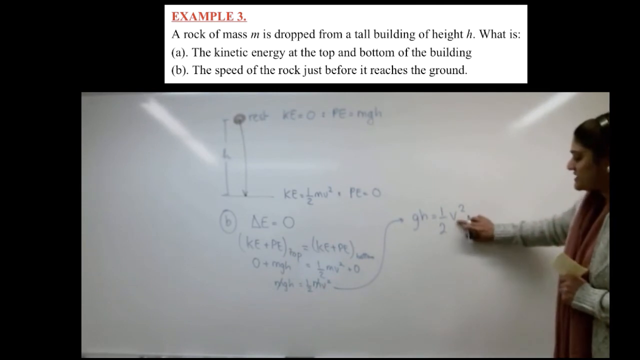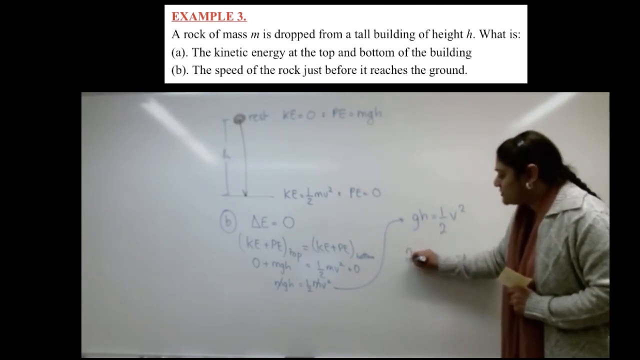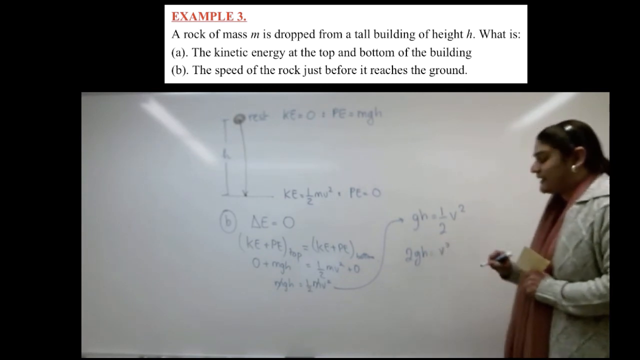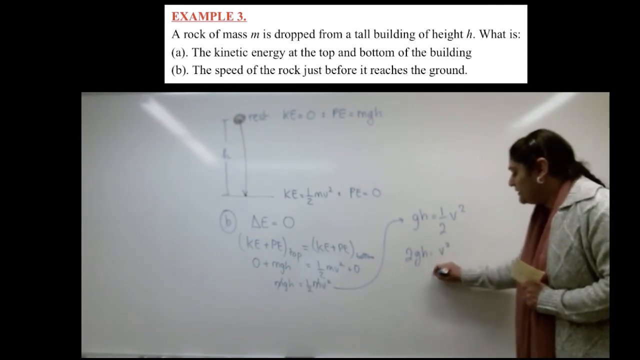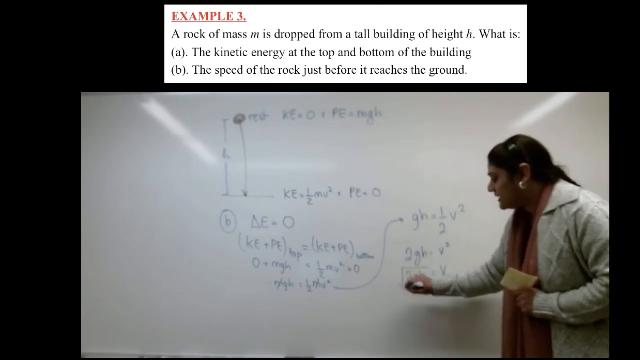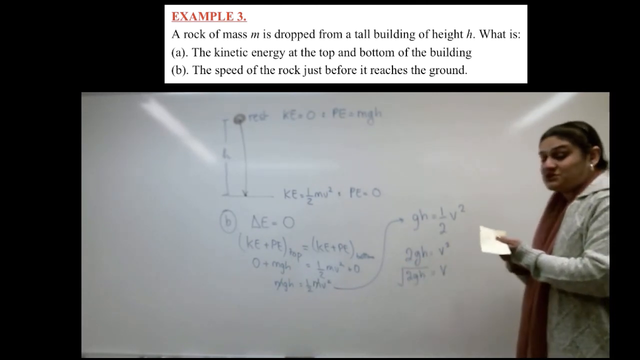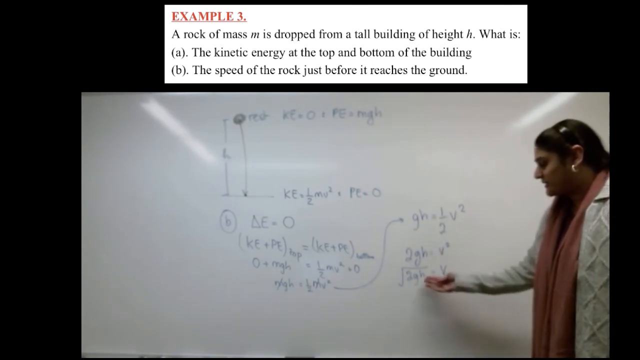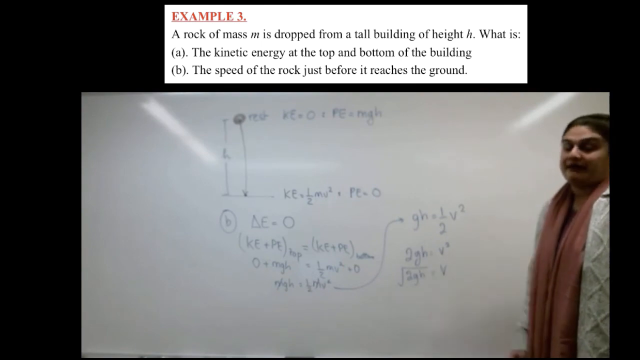And my question is asking me for v, so I can take 2 to the other side, and that will be v squared, or v equals the square root of 2gh. Given the value of g, which is 9.8 for Earth, and if you give me a height, say, I don't know, 10 meters or something, all I have to do is plug it in and I can get the answer.